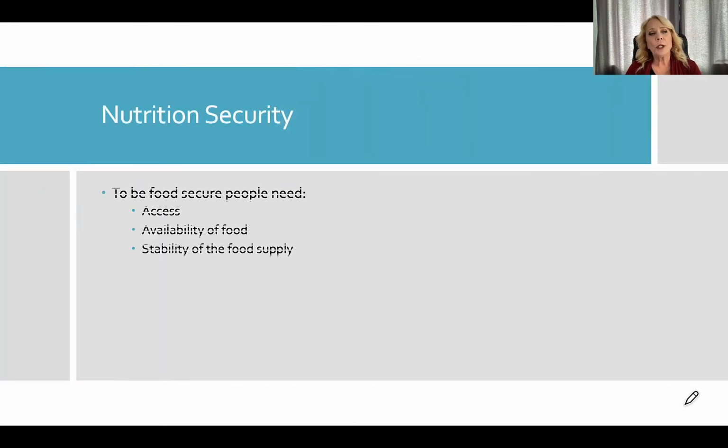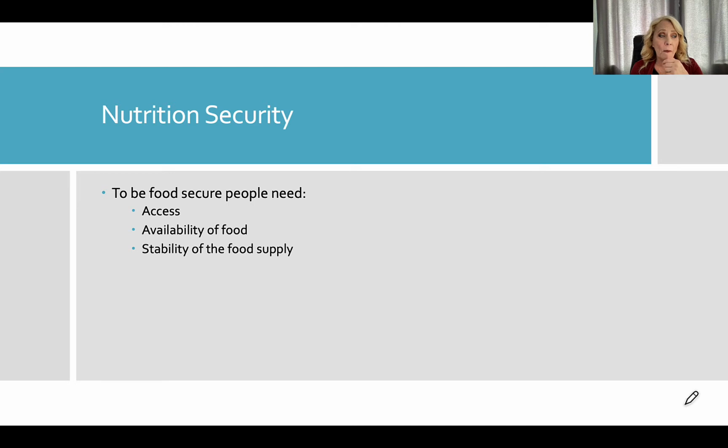So nutrition security. For a people to feel like they're secure, they're going to need access to food. There has to be enough food available for them to have the appropriate nutrients.